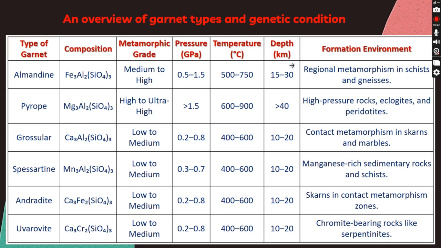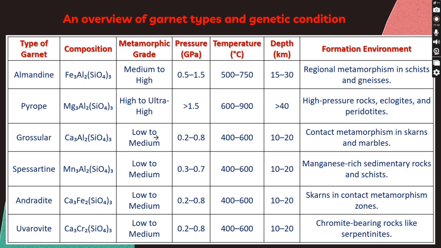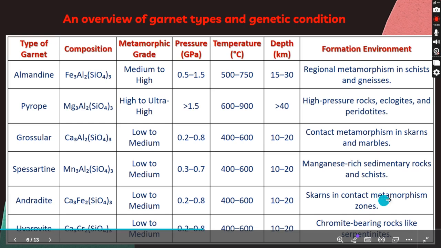Whereas pyrope is high to ultra high metamorphic condition. Usually pyrope is developed in high pressure rocks, eclogites, peridotites. But of course, pyrope is also possible to get in this type of terrain as well. But apart from these, grossular, spessartine, andradite, and uvarovite, they are low to medium grade garnet. They don't require very high temperature pressure condition. Mostly, grossular is formed in contact metamorphic setting, like andradite as well. They are calc-silicate setting where calcareous materials are intruded by granitic material along that contact site. Often these kinds of garnet are available.